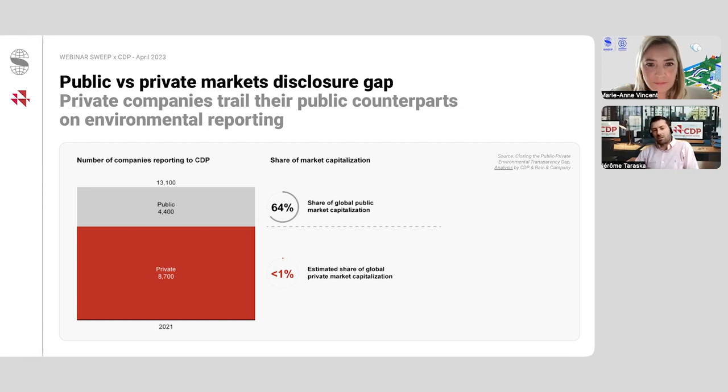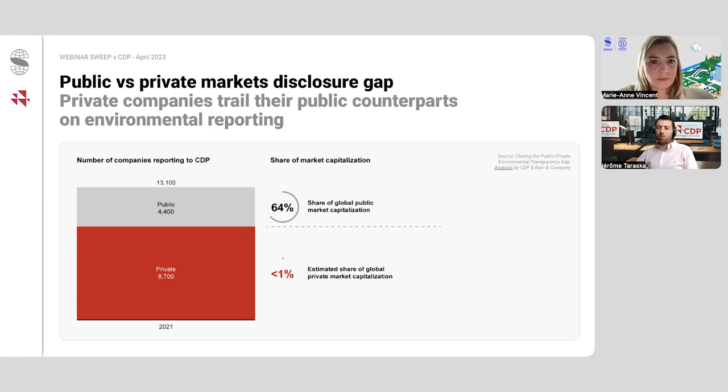What we've noticed is that, despite working in a supply chain program where we work with multinationals to collect data on their suppliers, although we capture a large share of the global public market capitalization, about 64% in 2022, which is huge, in the private markets the share of the capitalization that is reporting to CDP is very low. That's the first problem that CDP wanted to tackle, and this supply chain program was not enough.